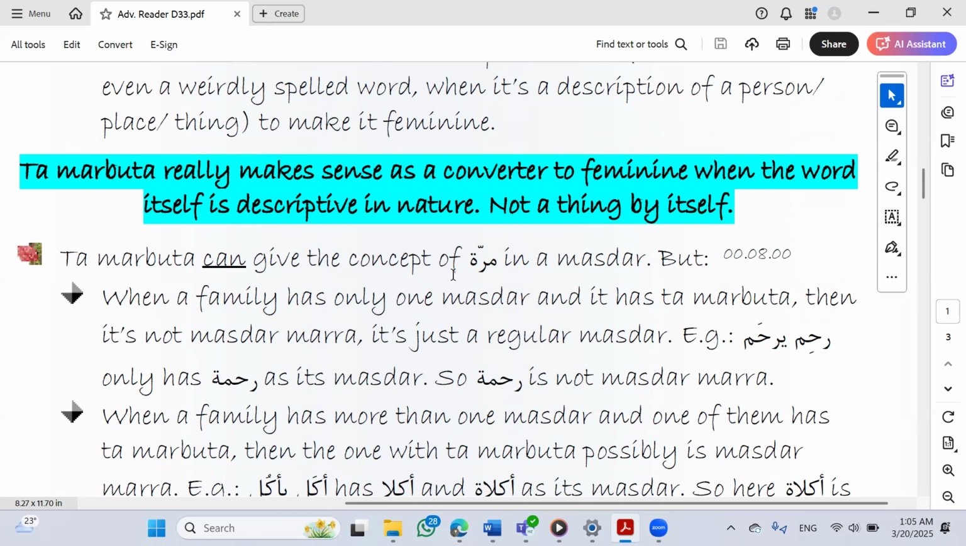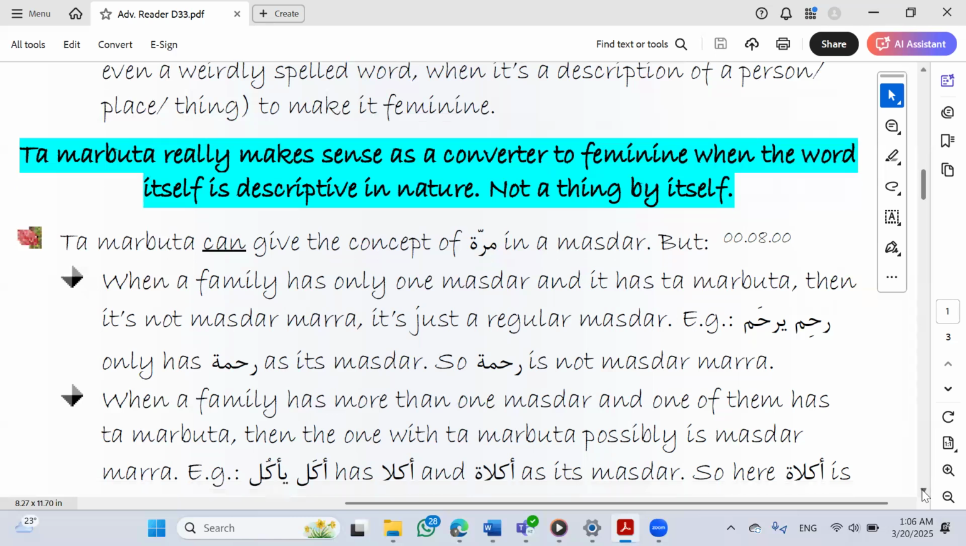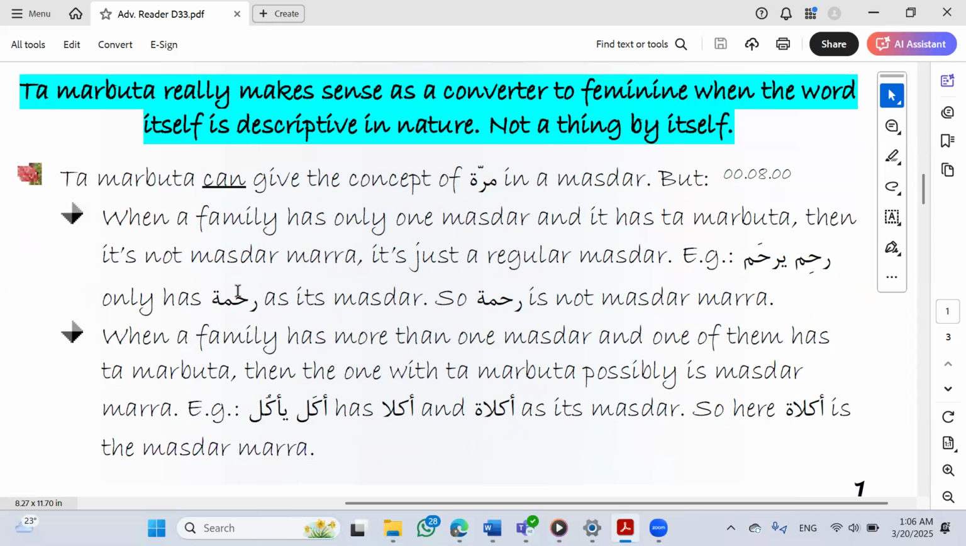Marbuta can give the concept of marrah in a masdar. But marrah means one single event, like food becoming a single meal, one time, right? But there is a condition for this. When a family has only one masdar and it has marbuta, then it is not masdar marrah. It is just a regular masdar. For example, in the family rahima yarhamu, the masdar is only rahmatan. So rahmatan is not masdar marrah because there is no other option for the masdar from that family.